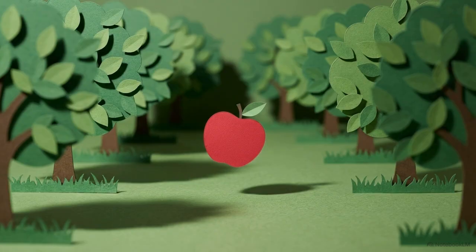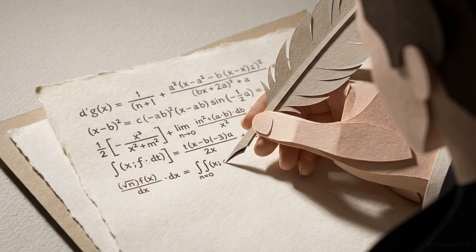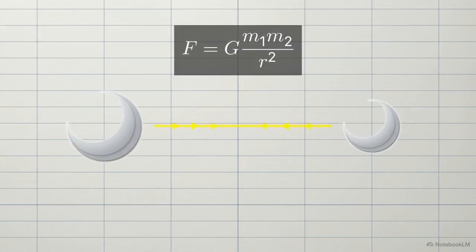In the 17th century, a man watched an apple fall from a tree. He didn't just record the event, he actively questioned why the object fell toward the ground instead of floating up into the sky. Isaac Newton didn't invent gravity, but his drive to question a mundane, everyday occurrence led to the mathematical equations that describe how objects attract each other across the cosmos.